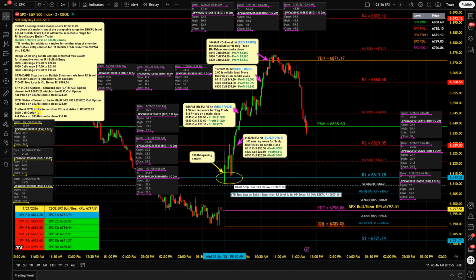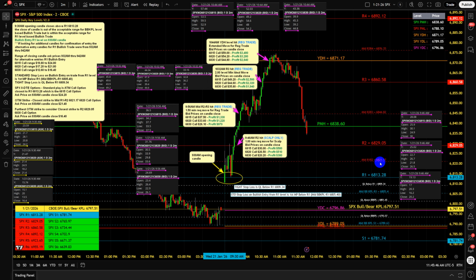And how you figure what out of the money strikes to use with this indicator is that, again, what's the level we're taking the trade from? What's the direction? Bullish. You look up to the first midpoint level. And if this was a bearish trade from R1, we would instead be looking down to the first midpoint level. But since it is a bullish trade, we're looking up.